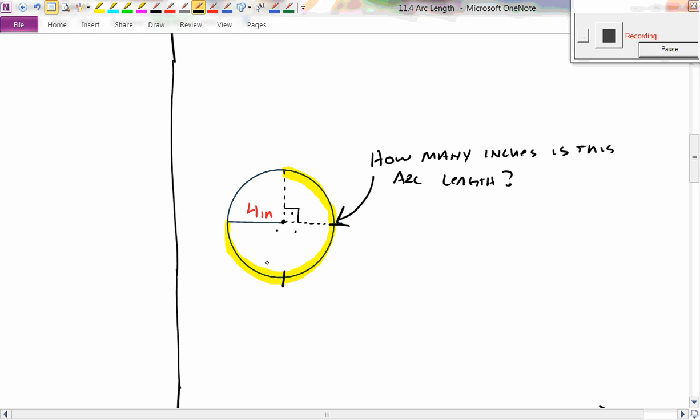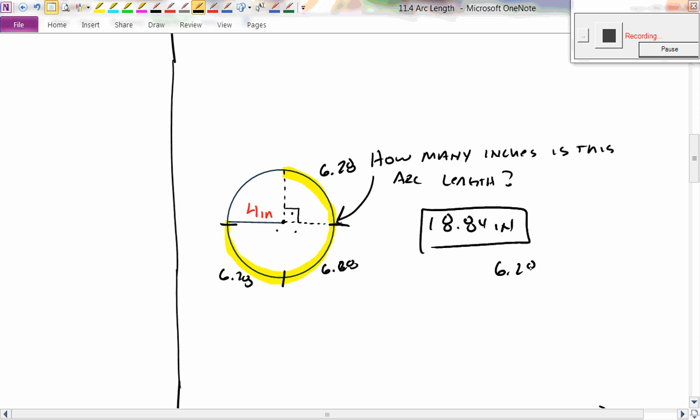So notice that we've broken it up into a pattern here. Okay. Mandy, what do you got for me? What'd you get? She says she got 18.84 inches. How'd you get that, Mandy? If that's 6.28, then that one's 6.28, and then this one is 6.28. So she just did 6.28 times 3.